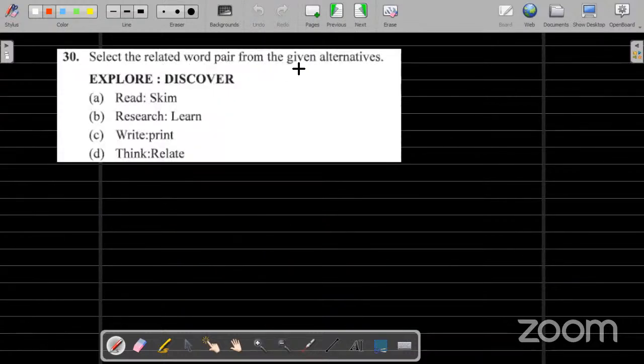Select the related pair from the given alternatives. We explore to discover something. Similarly, read and skim, no way. We research to learn something, to find something out, we do the research. So the analogous pair here will be research and learn. We explore to discover something. Similarly, which is analogous to we research to learn something.